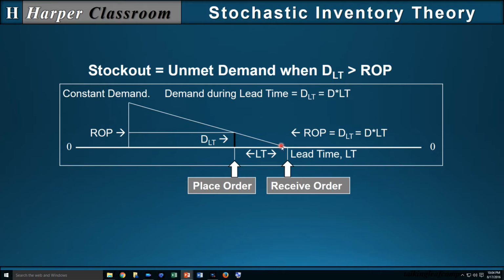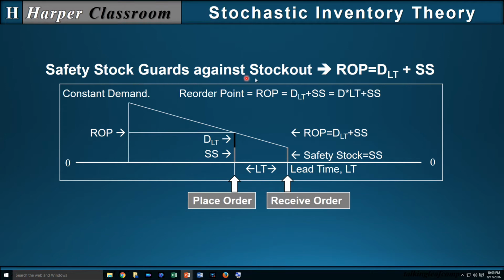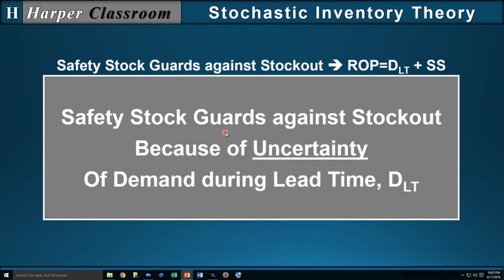Well, to guard against stock out, we carry something called safety stock. So we carry safety stock all year long to guard against stock out. But if we're carrying safety stock, that increases our inventory. So that will be added to our ROP. So now our ROP is our demand during the lead time plus our safety stock. But safety stock guards against stock out because of uncertainty of demand during lead time, D sub LT. And so this uncertainty is where we move into stochastic inventory theory.